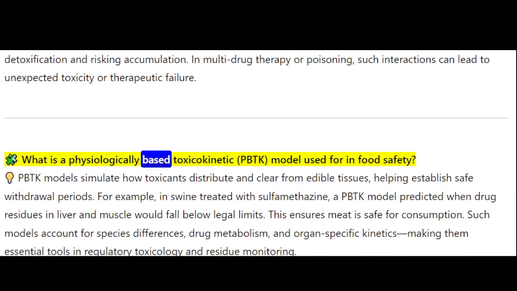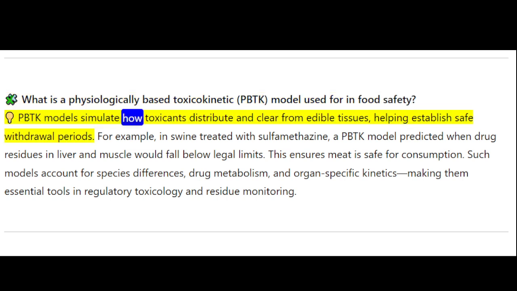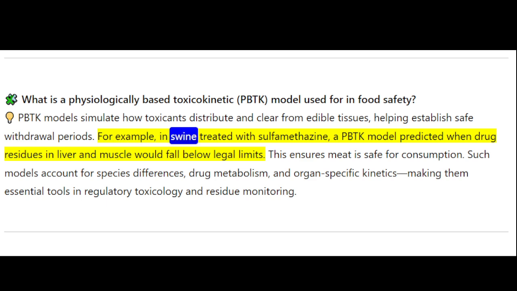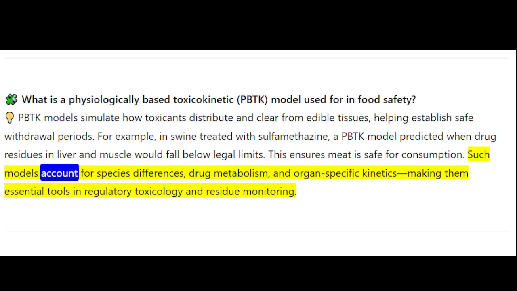What is a physiologically based toxicokinetic (PBTK) model used for in food safety? PBTK models simulate how toxicants distribute and clear from edible tissues, helping establish safe withdrawal periods. For example, in swine treated with sulfamethazine, a PBTK model predicted when drug residues in liver and muscle would fall below legal limits. This ensures meat is safe for consumption. Such models account for species differences, drug metabolism, and organ-specific kinetics, making them essential tools in regulatory toxicology and residue monitoring.